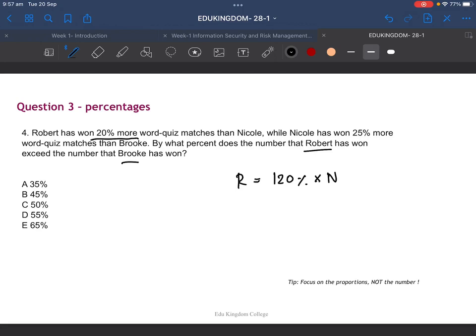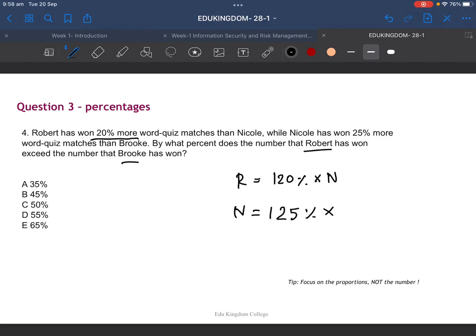Because remember, guys, 100% of Nicole is Nicole, right? So 120% means that it will be 20% more of Nicole, right? So it's N plus 20% of Nicole. Anyways, hopefully that makes sense. So Robert has 120% of Nicole, whilst Nicole has won how much? 25% more than Brooke, so 125% of Brooke.